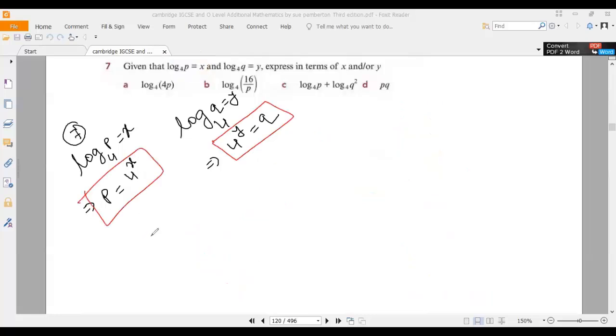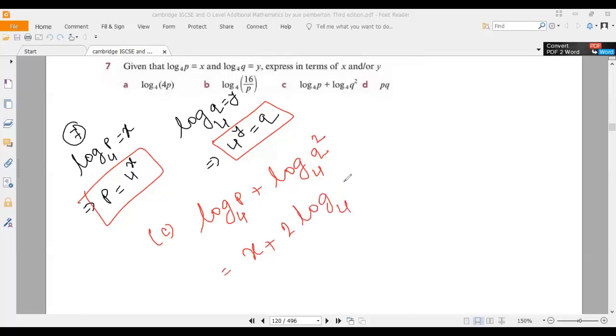Now number C. Number C says log base 4 of p plus log base 4 of q square. So log base 4 of p equals x, plus, if I move this 2 to the front, then 2 into log base 4 of q. So x plus 2 log base 4 of q, equals y. So x plus 2y will be the answer of number C.